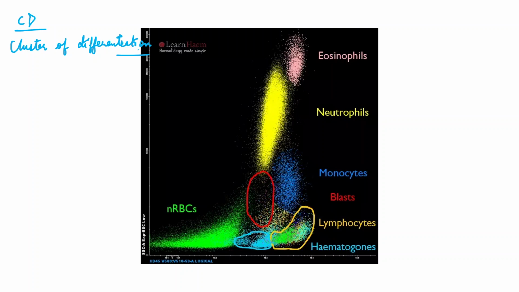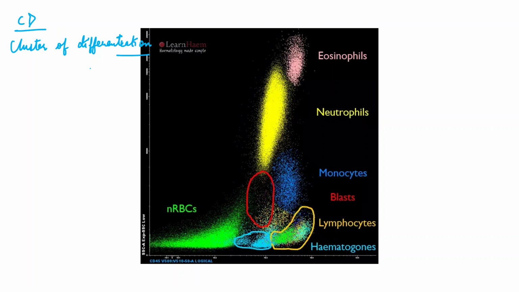So this cluster of differentiation, these CD molecules, are present on different kinds of cell surfaces. So these are used as markers for a specific kind of cell. Basically, these CDs have different kinds of functions, for example in cell adhesion, etc. And there are different kinds of CDs, and they have different kinds of nomenclature.